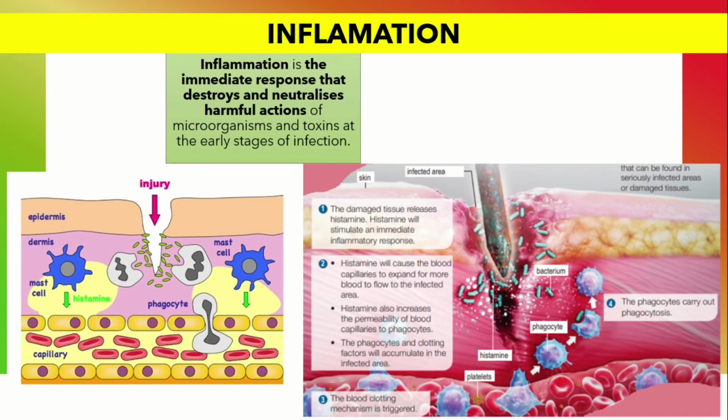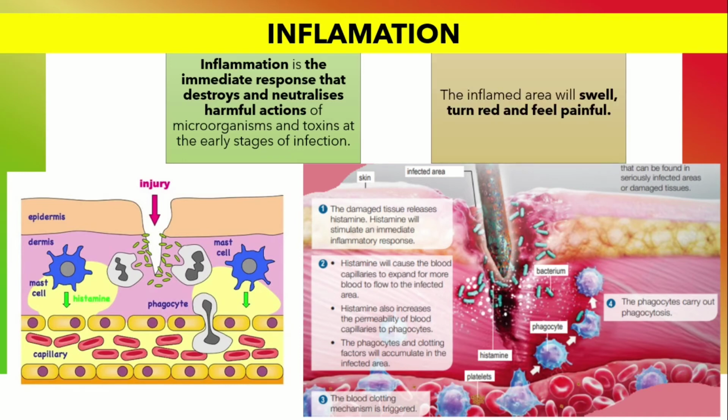Inflammation is the immediate response that destroys and neutralizes the harmful action of microorganisms and toxins at the early stage of infection. The inflammation will cause swelling, redness, and pain. As you can see here, the damaged tissue releases histamine. What is histamine? The histamine will stimulate an immediate inflammatory response.